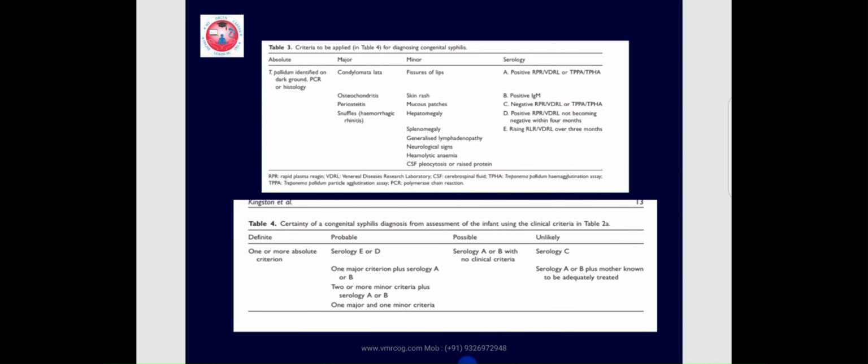Okay, now these are the Kaufman's criteria for the diagnosis of syphilis. So there are certain criteria, and they are divided into clinical and the lab criteria.